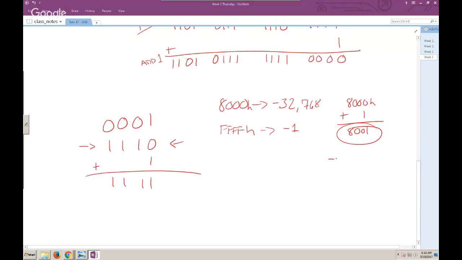Bingo. Okay. Negative 32,767. Every time I add 1 on a negative number, what am I doing? Bringing it closer to 0, right? Okay. Which is closer to 0, 32,768 or negative 32,767?